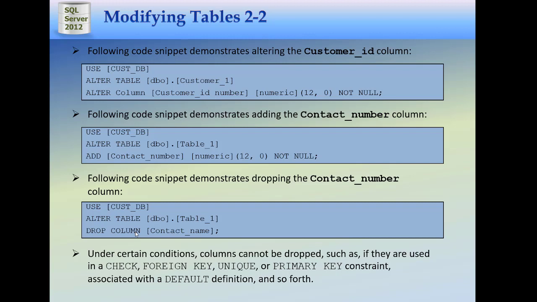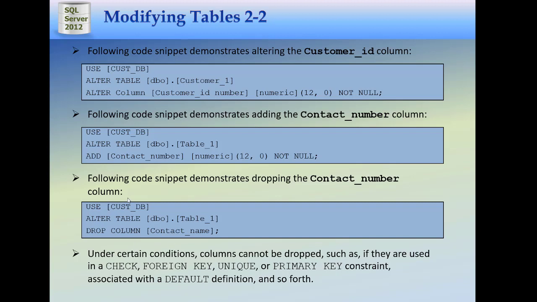Now, under certain conditions, columns cannot be dropped, such as if they are used in a check, foreign key, unique, or primary key constraint associated with a default definition, and so forth. We've not yet covered some of these. Just bear with us for now, but we'll cover them later, and you'll understand why this is not allowed. Dropping columns which are associated with another column in another table.